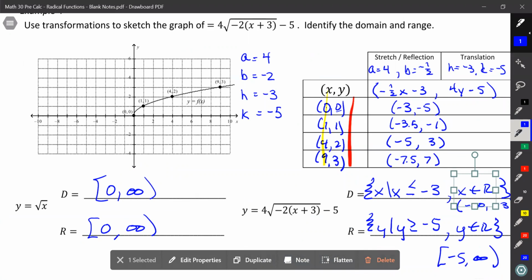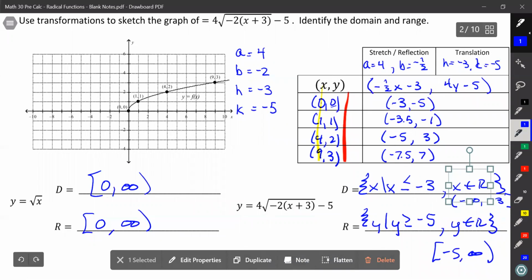So the first one is at -3, -5, and the graph is just a little not quite big enough, so it's about there. -3.5, -1, -5, 3, and -7.5, 7, and again, not quite high enough, but that's what it would look like. So there's our graph.